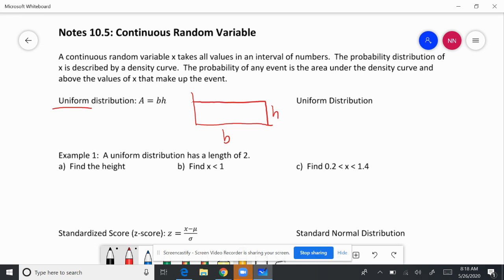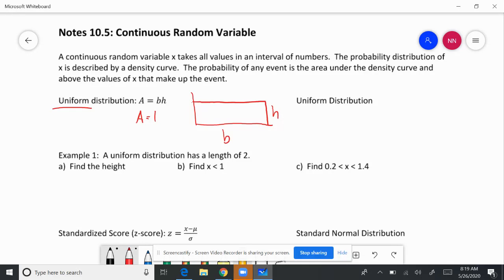Now, all distributions, or all probabilities, have an area of 1. So since the probability, or the area, is equal to 1, we're able to find the base or the height if we have one. So this right here is our uniform distribution. Now we're going to look at an example.